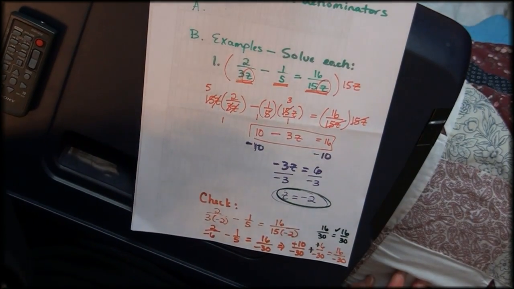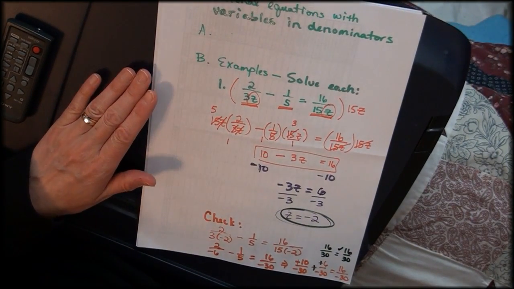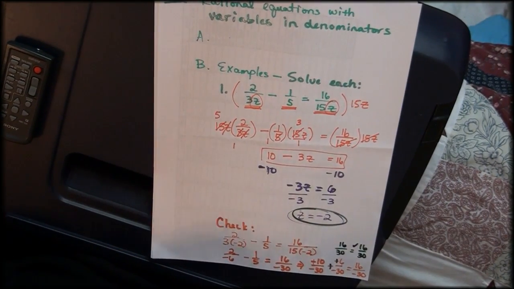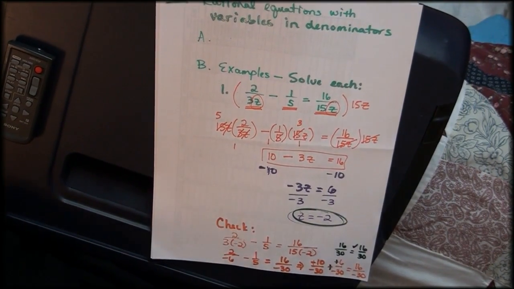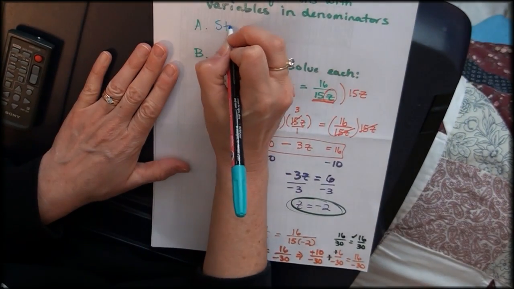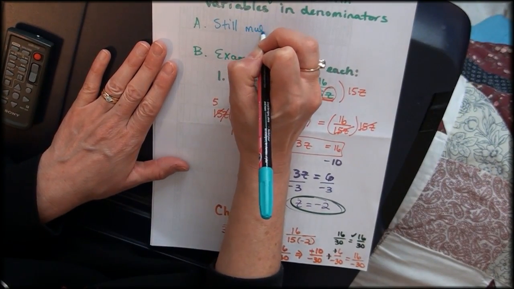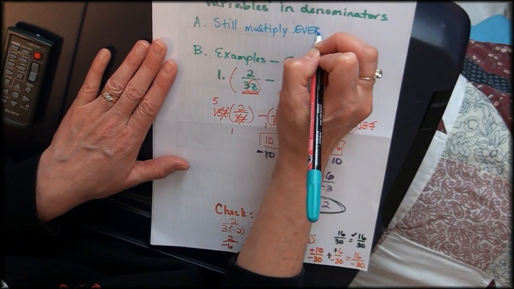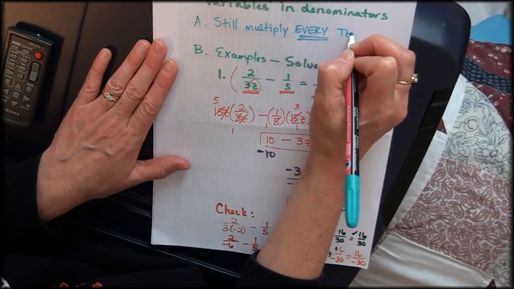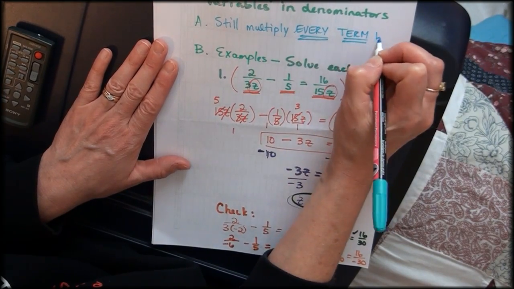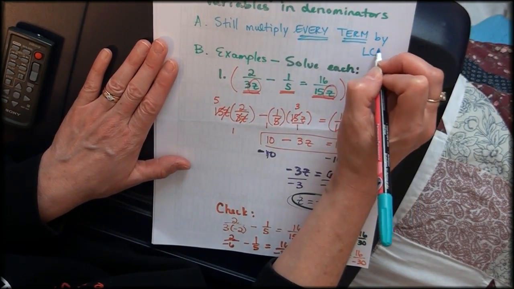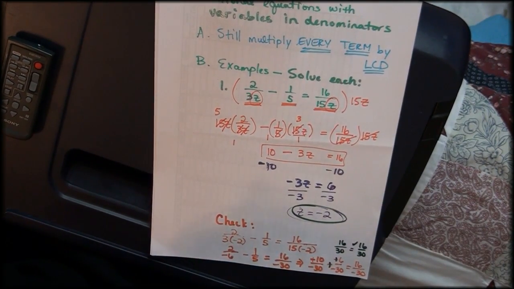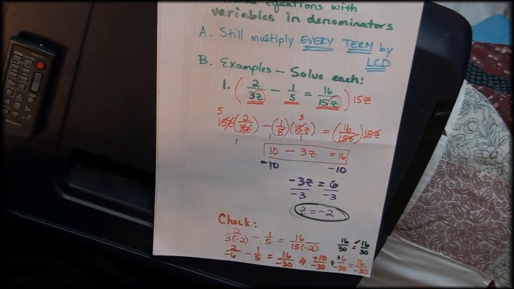So in other words, when you have variables in the denominator, it really doesn't change a whole lot. Basically, you're going to go back and do the same thing that you had done before, which means that you are still going to multiply every single term by that LCD. Key thing once again is that you have to multiply every single term by that LCD.